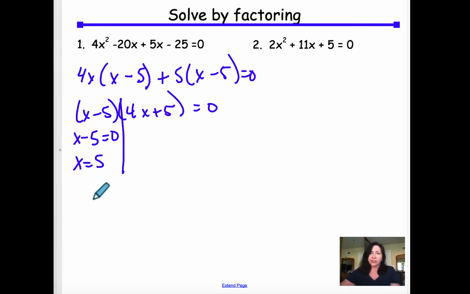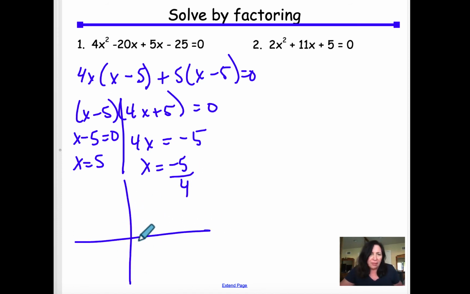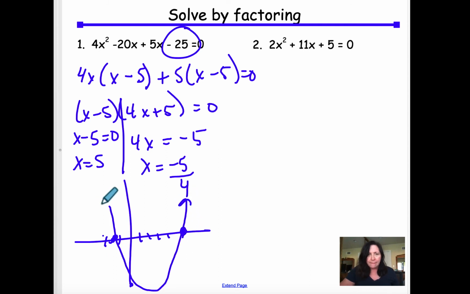So one of my x-intercepts is 5. 4x plus 5 equals 0, so 4x equals negative 5. x equals negative 5 over 4. So like graphing that, these were my x-intercepts, 3, 4, 5. There's 1. And then negative 1 and a fourth would be here. My y-intercept would be negative 25, way, way down there. So it'd go probably something like that.